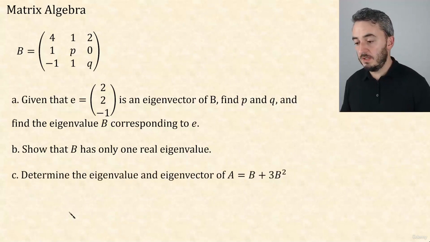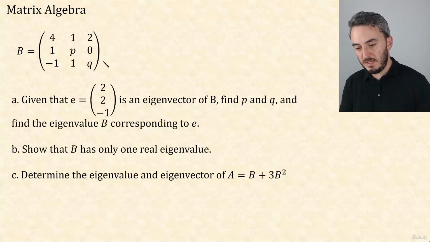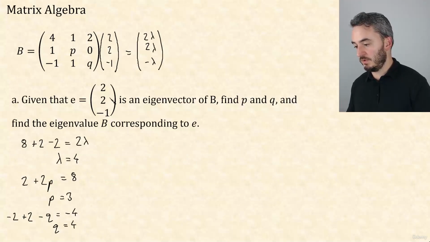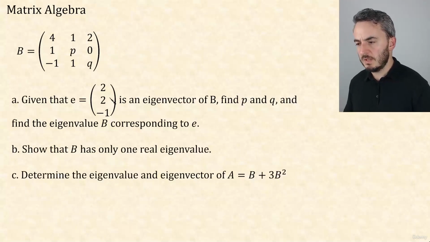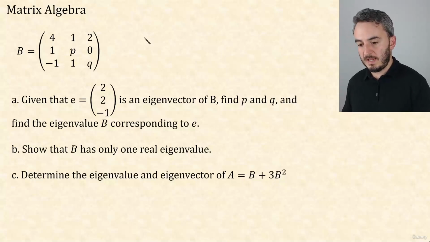Okay, on to part C. Determine the eigenvalue and eigenvector of A, which is B plus B squared. So this is where the matrix algebra kicks in. B has a single eigenvector, which is (2, 2, -1), with an eigenvalue, which we already found was 4. So any combination of it like this is going to have the same eigenvector, but its eigenvalue will be different. And how do we figure this out?